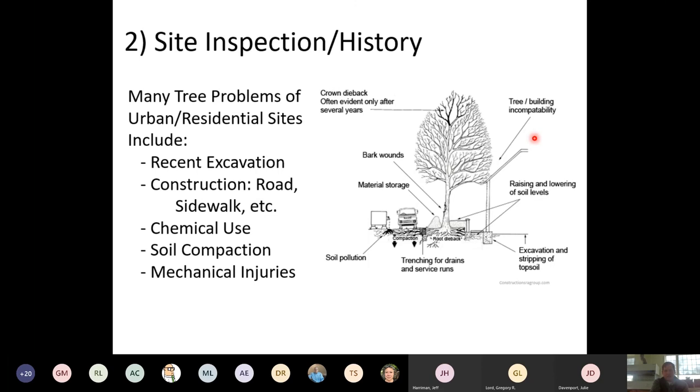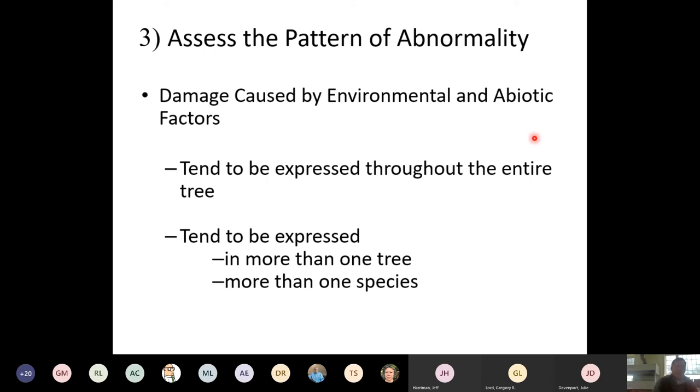Assessing the pattern of the abnormality really helps us differentiate between environmental or abiotic, non-living factors that cause problems in trees, versus biotic factors, which would be the insect and disease aspects of tree health. Damage caused by environmental and abiotic factors tends to be expressed throughout the entire tree. They tend to be expressed in more than one tree and in more than one species. And I'll have some examples here for you.